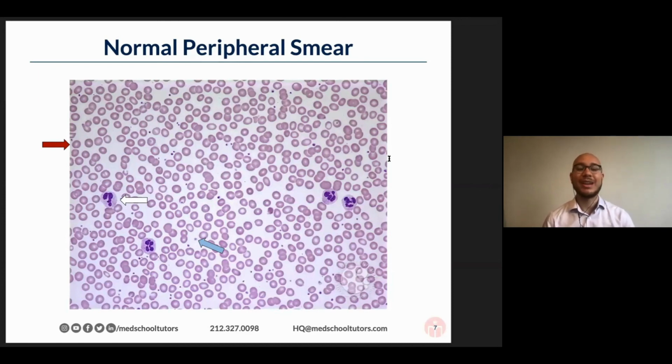I could spend an hour going over all of the different white blood cells, the neutrophils, the basophils, the eosinophils, all of which are very beautiful and have their own distinct morphology and staining. We don't have time for that. We're going to dive into pathology right now. But just take a moment to look at the screen. This is what a normal peripheral blood smear looks like.